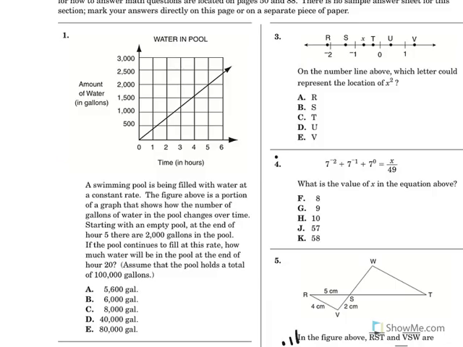So the first one, nice, easy proportional relationship here. It says at the end of hour 5, there's 2,000. We should be able to see that from the graph. So 2,000 divided by 5 is going to be 400 per hour. And if it's hour 20, we multiply that by 20. So we should end up with 8,000 at that point. That should be pretty easy.